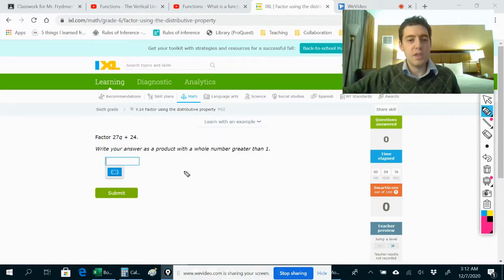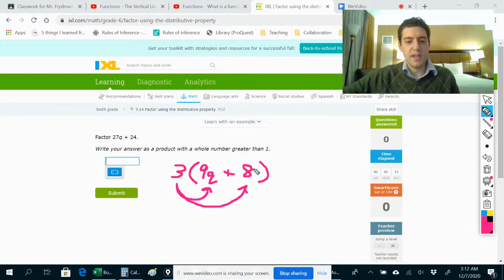Well, 3 goes into 27 and also into 24. So we could write 3 and then in parentheses. Now we have to ask ourselves, 3 times what would give us this 27q back? And the answer would be 9q. And then we have a plus sign here. Let's put plus over here. And then again, we'll ask ourselves 3 times what would give us 24, and that is 8.